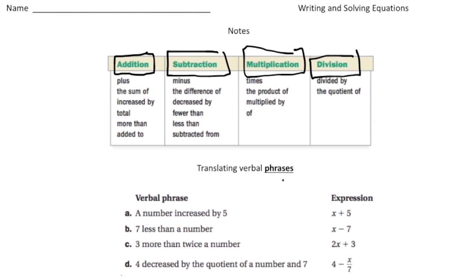So right here, this says translating verbal phrases. Now do notice that I did underline phrases. Anytime you see the word phrase, I want you to think about expression. Now remember, an expression is just an equation that does not have an equal sign to it. So here are some examples. A number increased by 5. So if you noticed, increased by is under addition. So we have x plus 5.